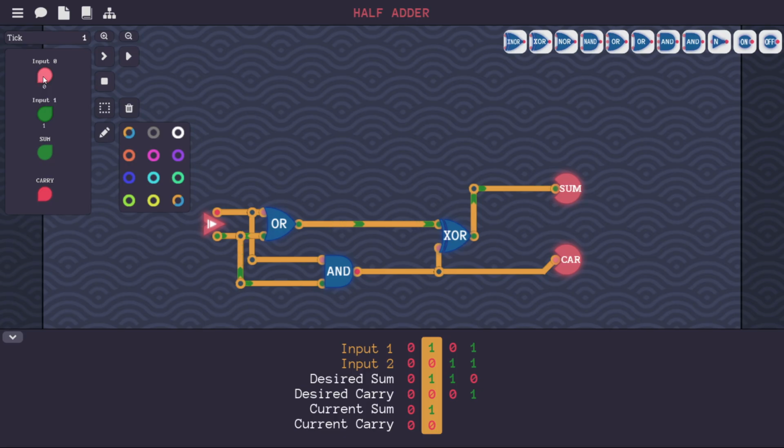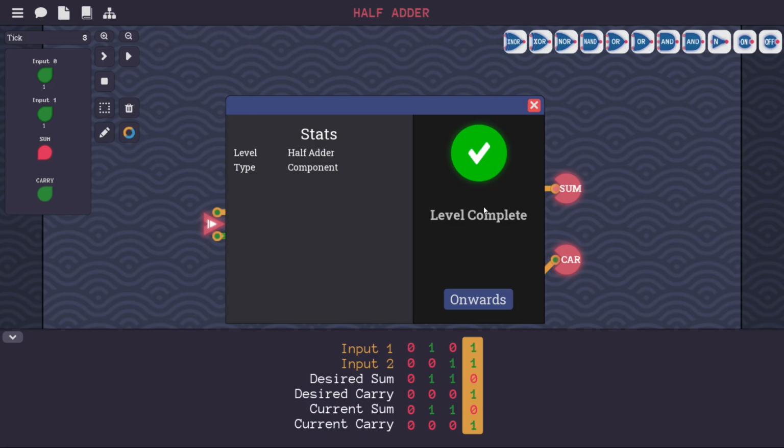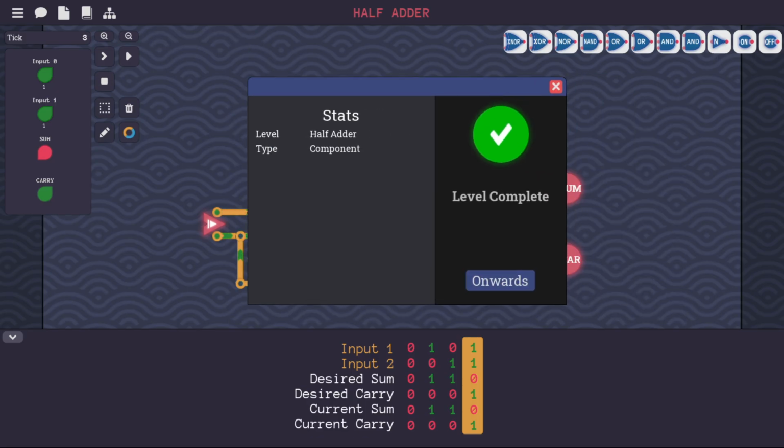But when we have both of them as 1, it's when we now get the carry but not the sum, which is okay in this case. We have both of them, we have a carry and not the sum. And this is how to create a half adder. Let me see. Yeah, it's made up of an XOR and an AND gate.